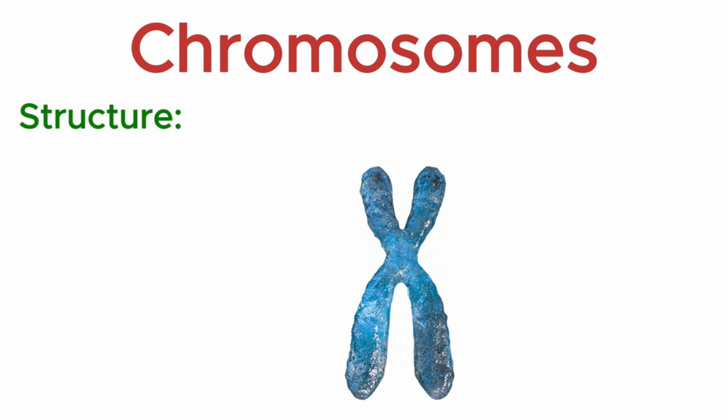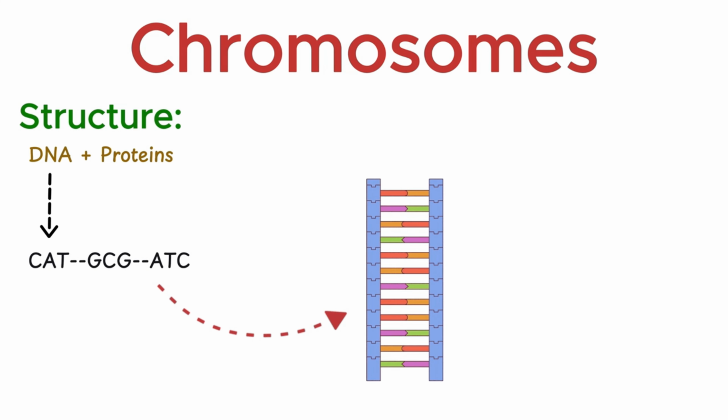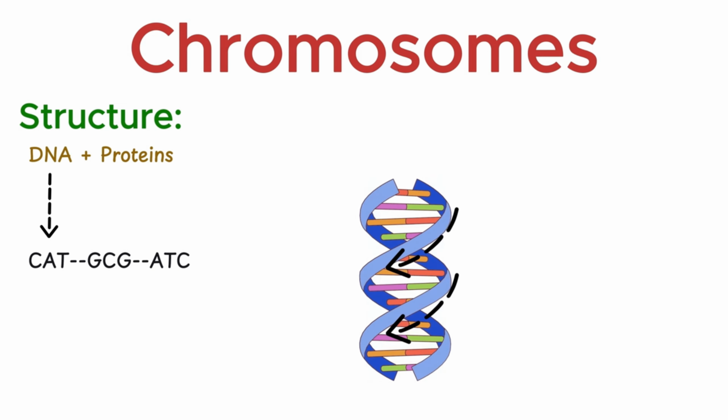So, I said chromosomes are made up of DNA and proteins. DNA makes up most of its structure. It is the molecule that carries your genetic information in the form of codes. It has a double helix shape, two long strands twisted around each other.